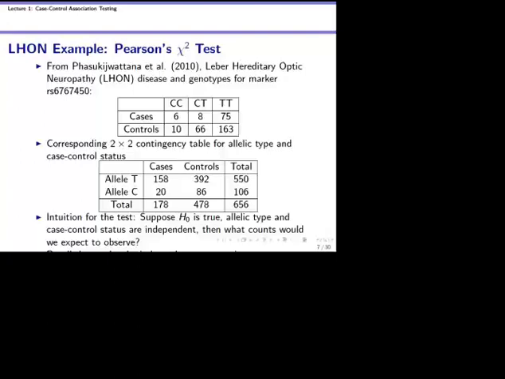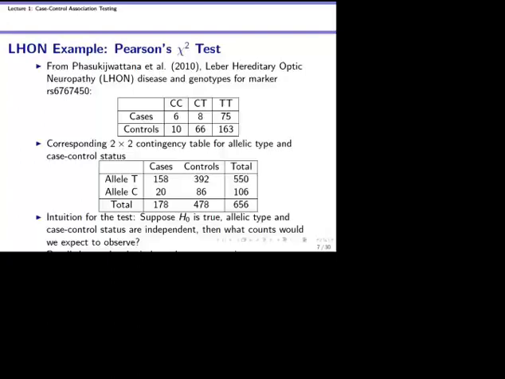So in this study, there were those who had the CC genotype. There were 6 cases, 10 controls. For heterozygous, 8 cases, 6 controls. And homozygous for the T allele, there were 75 cases, 163 controls. Okay? So this is the data that we have, so we can turn it into a 2x2 contingency table easily.